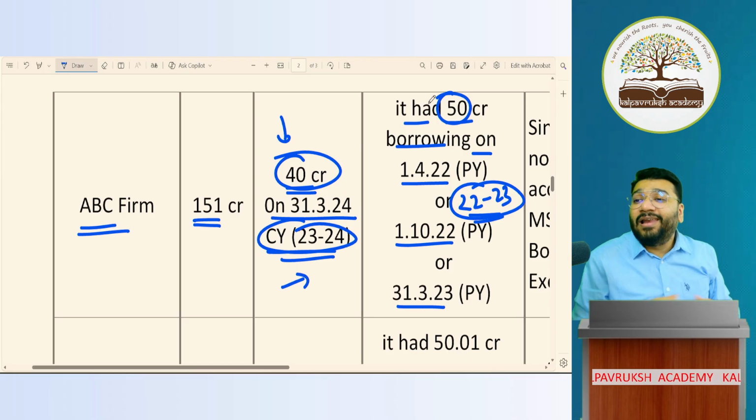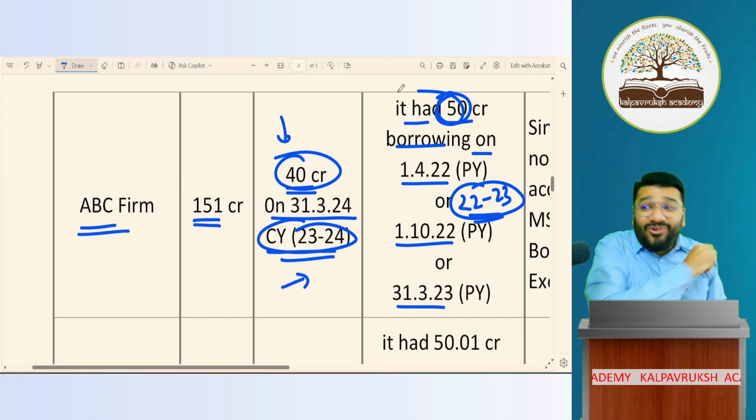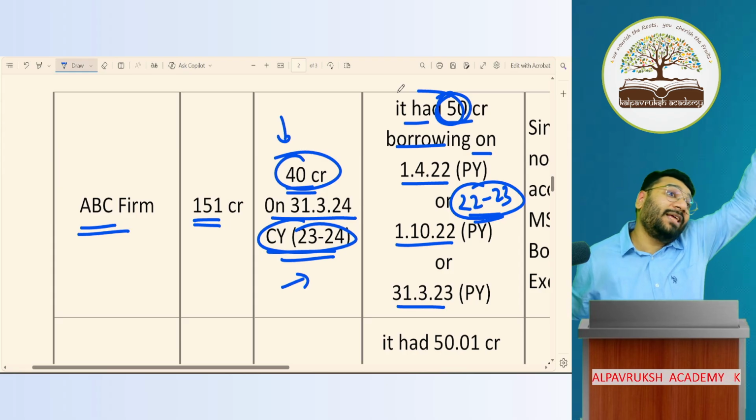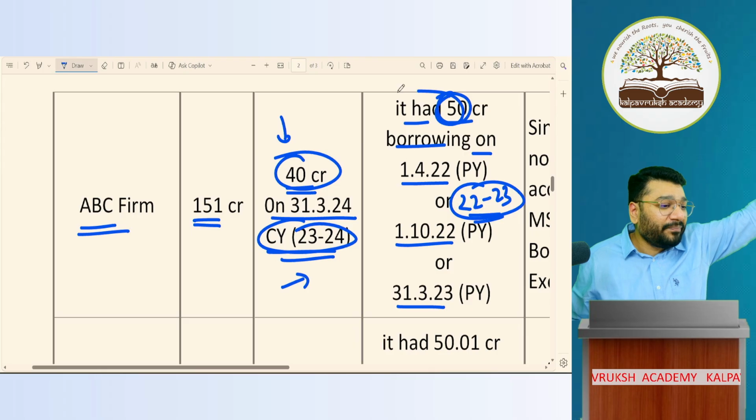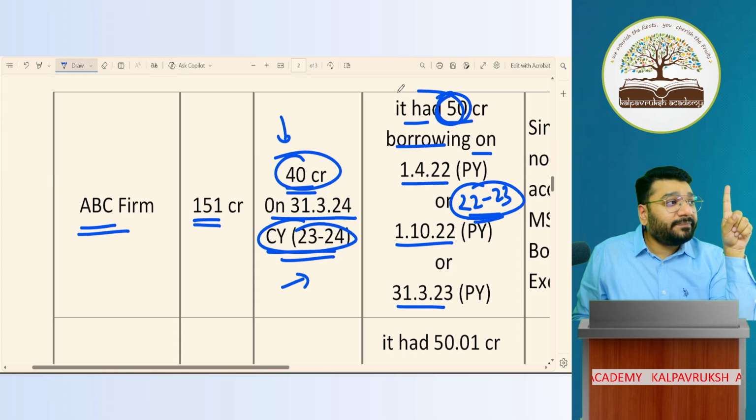Now tell me, large entity or MSME? 50 crore. Up to 50 crore it is MSME. More than 50 crore only means large entity. Now my question is, is ABC listed or unlisted?